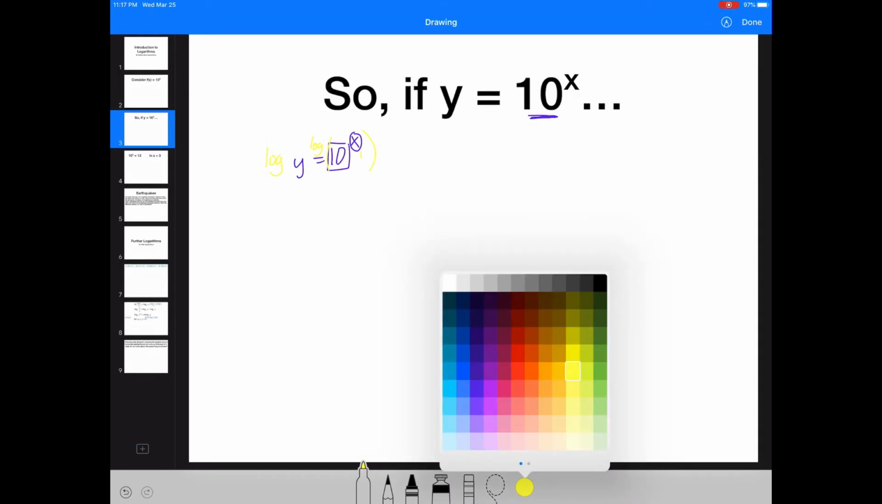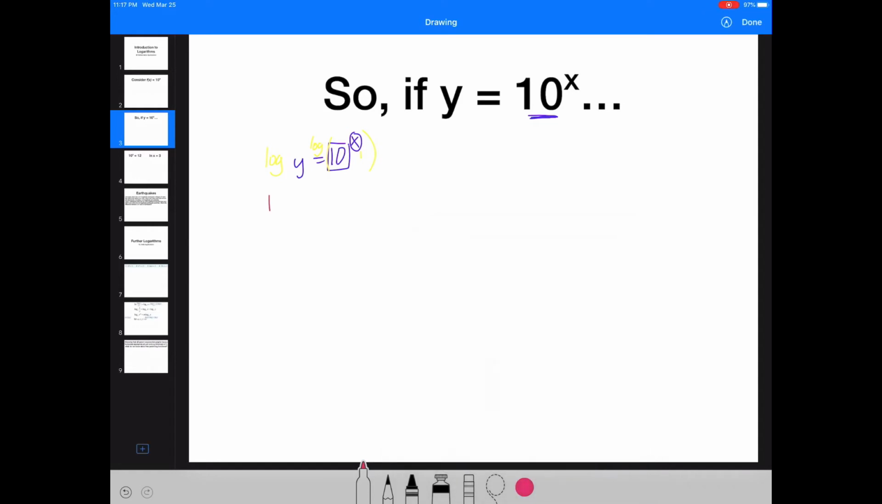Okay? Now when I do that, I'm going to have log of y is equal to log of 10 to the x power. Now because this is a base 10 log, because I didn't write it down, we talked about that, the base 10 log and the exponential 10 are inverses. They cancel out, just like the plus and minus, or the square and the square root. They cancel each other out. They're the opposite, okay? Which means that log y is equal to x.